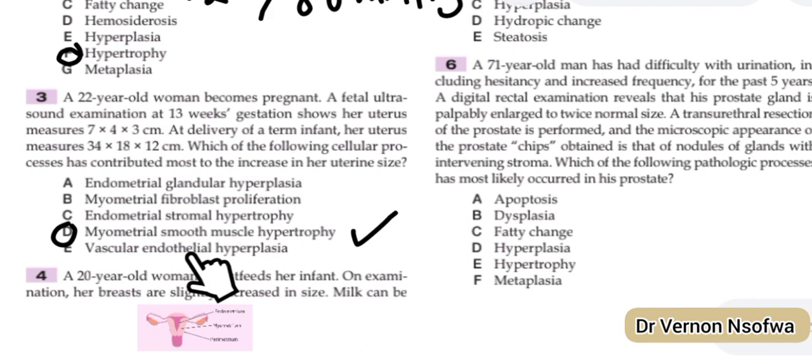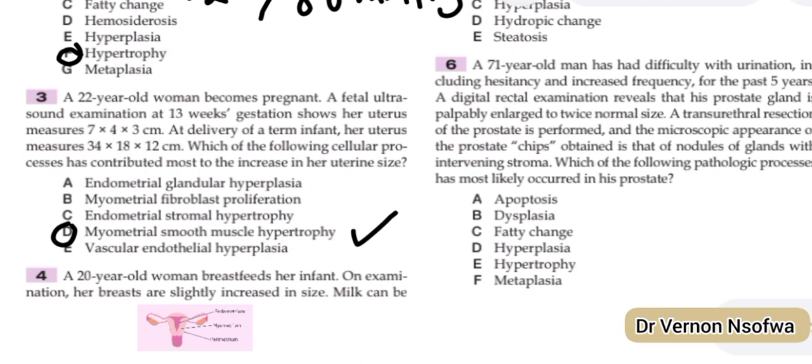Then E, vesicular endothelial hyperplasia. No. Why am I choosing D? Remember when we talked about the myometrium, we said it's a very big layer and it contributes largely to the cellular adaptation, or the changes in the uterus during pregnancy. Because it's very big, and during pregnancy, due to pressure, the cells there are going to become hypertrophic. The muscle cells are going to become big. So that contributes very much to the changes in the uterus during pregnancy. So the answer is D. Okay?